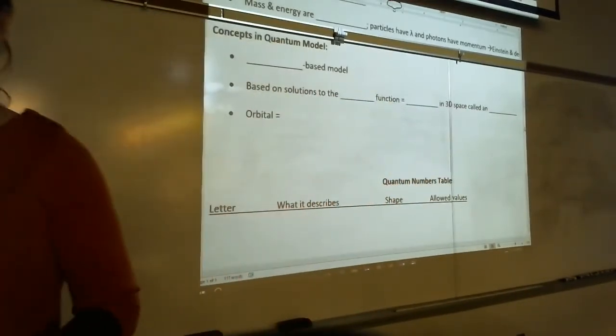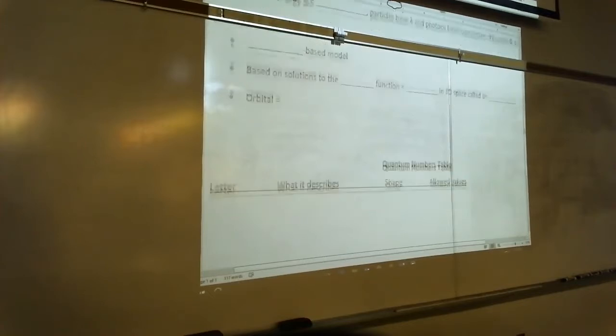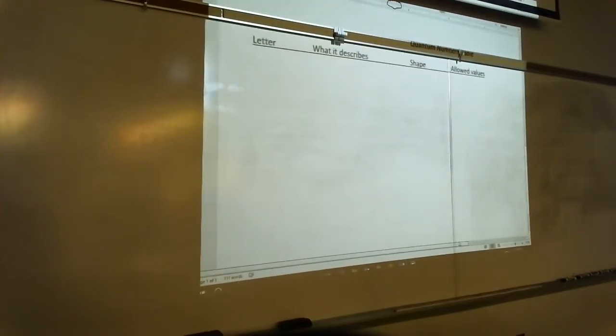So we're going to do quantum numbers. Okay, there are 4 quantum numbers.